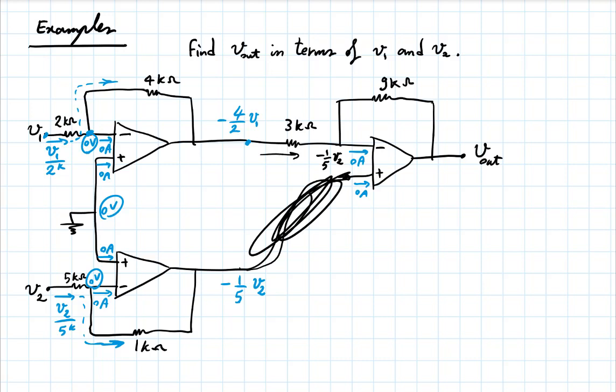I'll have a current going through this resistor that's determined by minus 2v1 on the one hand and minus a fifth of v2 on the other. And that current will then go through the 9 kilo ohm resistor and give me an output voltage. So this is OK. There is no conflict here. Now, this is not the circuit I had in mind, but this is a circuit that at least will not present a problem when you build it.